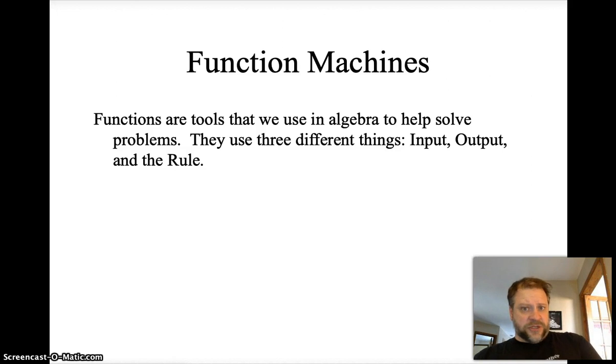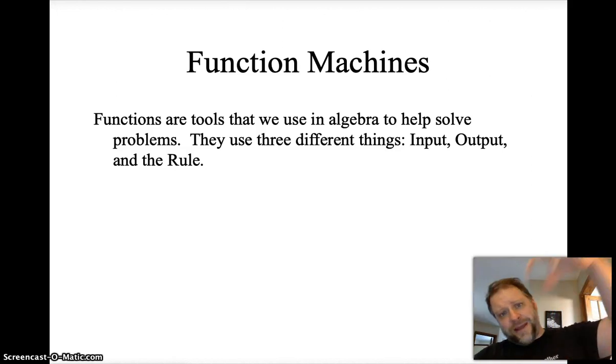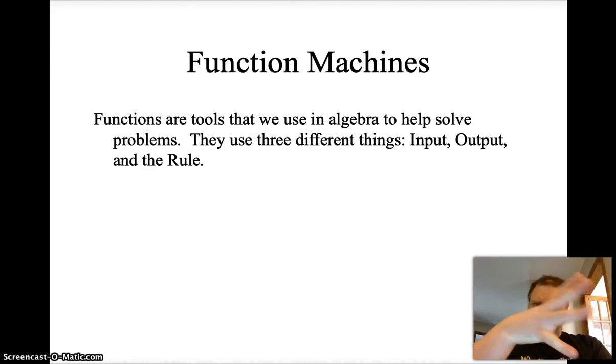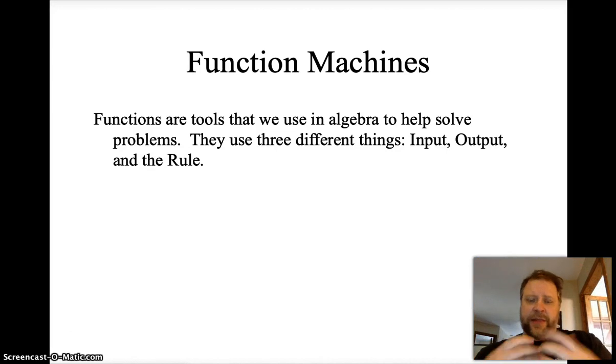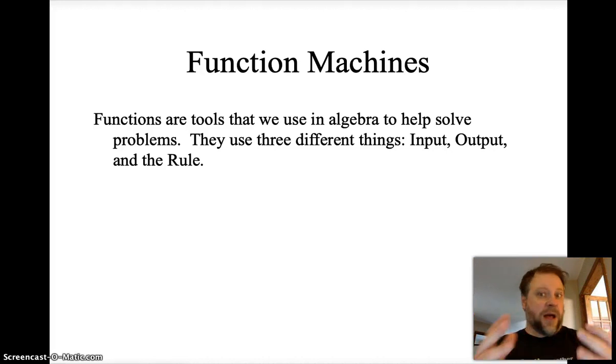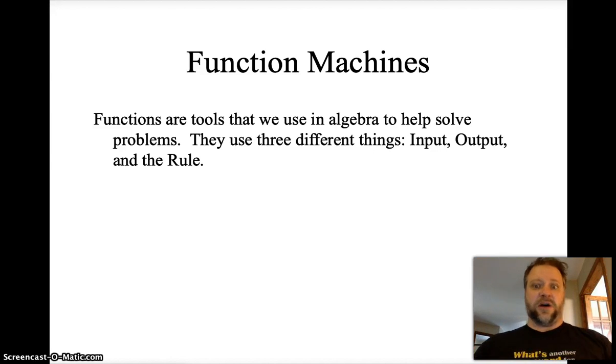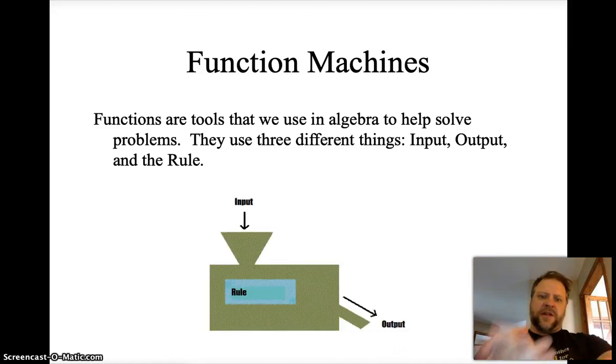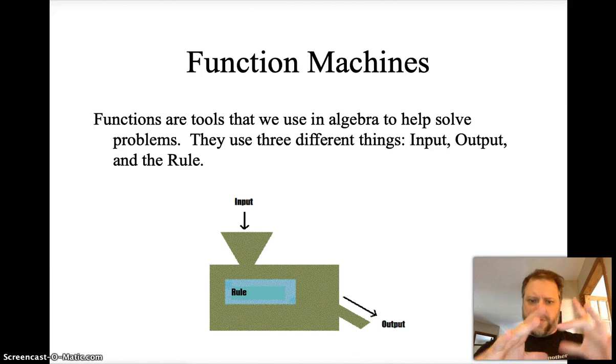When we use function machines, they have three pieces. They have the input, that is the thing you put into the machine. They have the output, that's the thing that comes out of the machine. And then they have the rule. And the rule is what turns the input into the output. Rules can be very simple. Rules can be very complicated. But we use them to help us solve problems. So a good picture of an example is the function machine like this. The input goes in the top, the rule changes it, and out comes a number at the end.